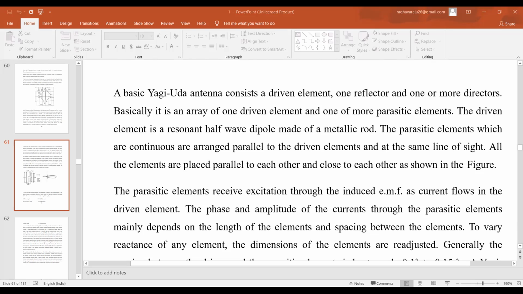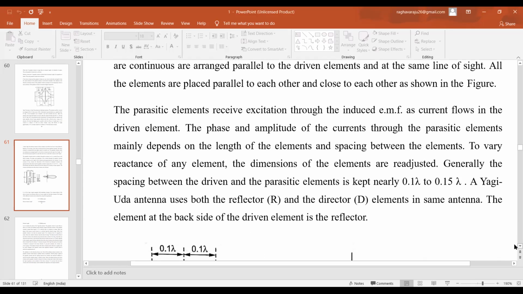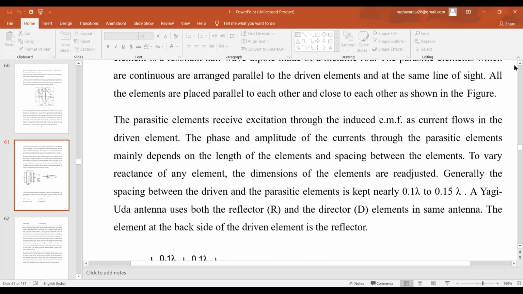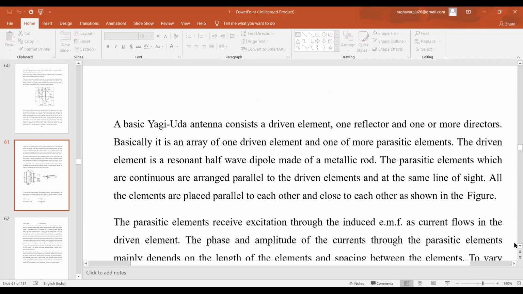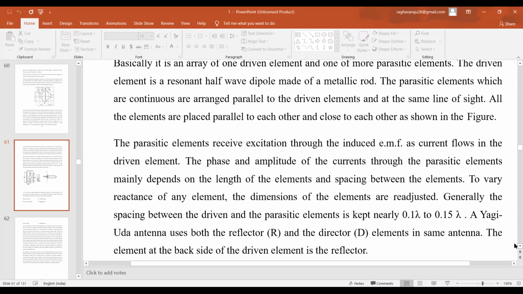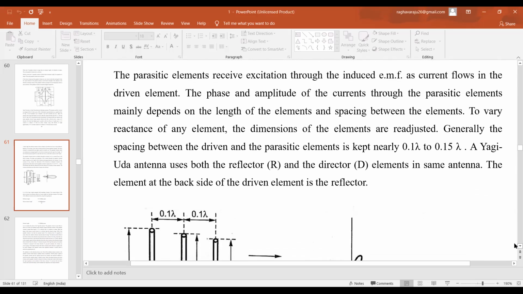So all the elements are placed parallel to each other. Therefore they will form a particular structure like this. The parasitic elements receive excitation through the induced EMF, so that current flows in the driven element.